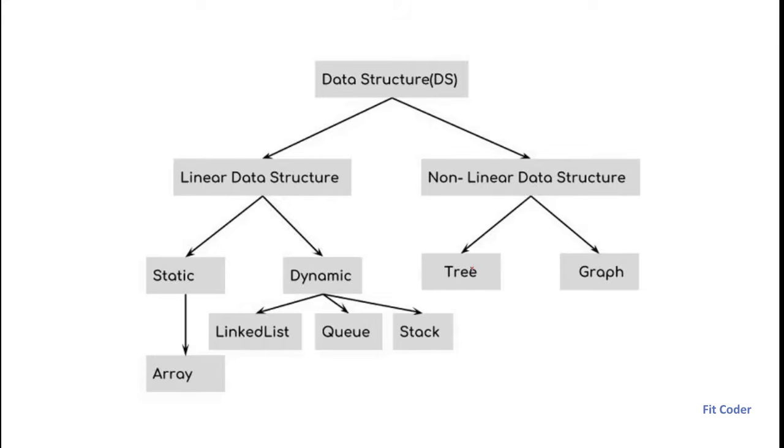So let's begin. In computer science, data structures can be classified into two categories: linear data structure and non-linear data structure. Linear data structures can be arrays, linked list, queue, or stack. And in nonlinear data structures, mainly there are two categories: tree and graph.